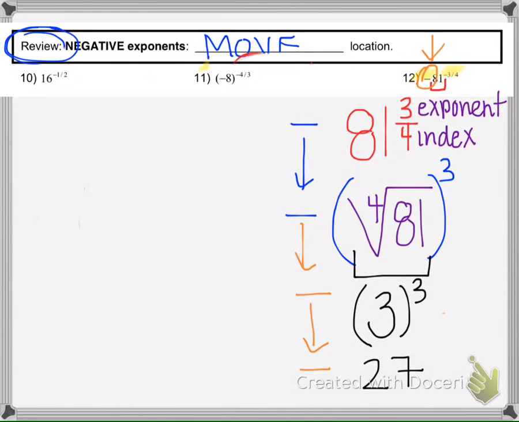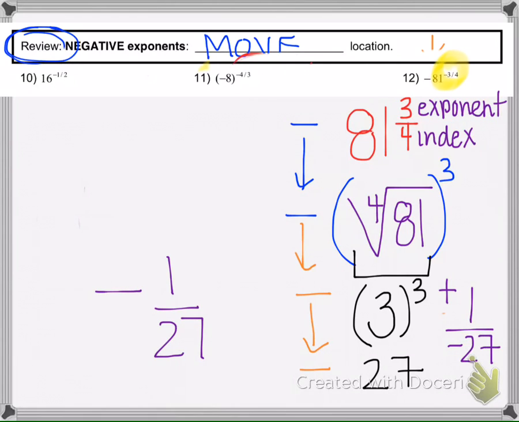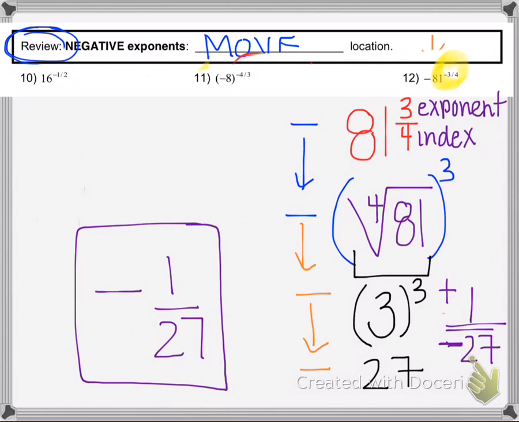Now let's go back to the fact that our original problem here had a negative exponent. So because it had a negative exponent, we take our answer here, negative 27, and we move it to the denominator. So when we write a fraction, the negative goes out in front because a positive divided by a negative is a negative. So we get negative 1/27.